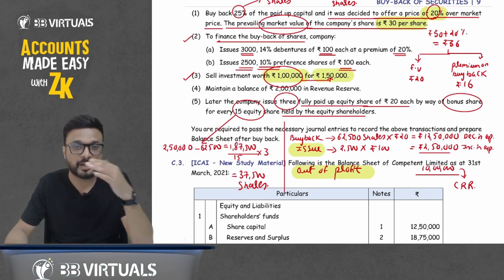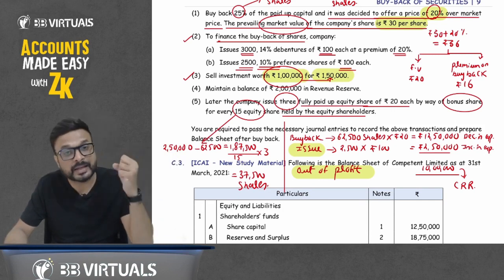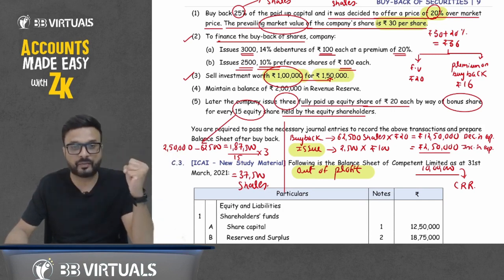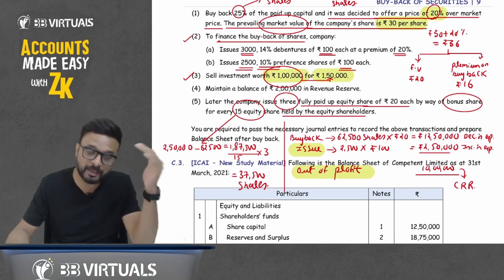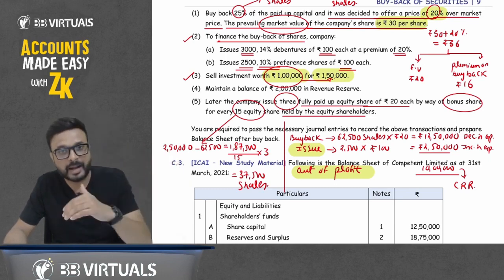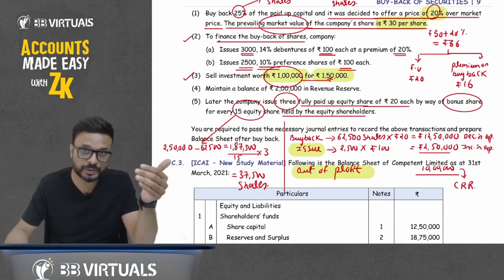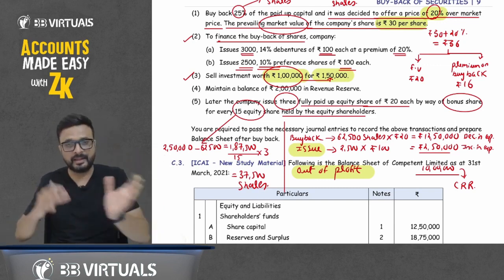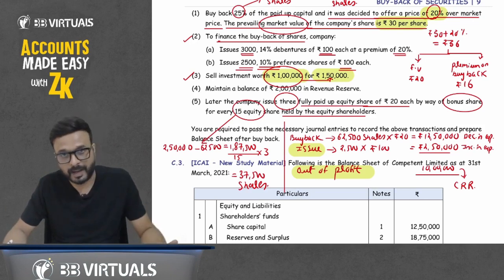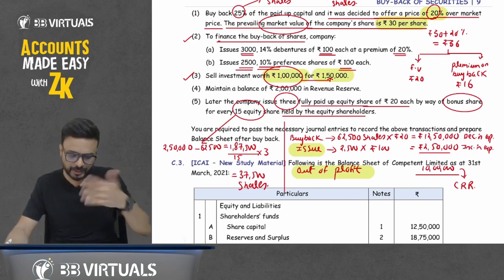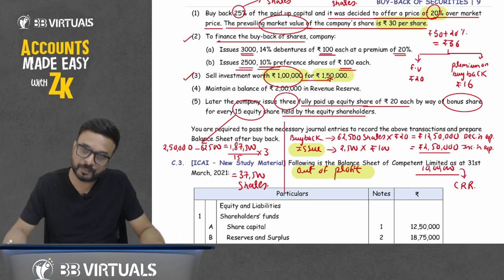and sale of investment? Why are we selling this investment? Why are we issuing debenture? Why are we issuing shares in the market? To arrange the fund that may be required at the time of buyback. So before the buyback, we will pass entry for issue of debenture, issue of shares and sale of investment. And then we'll pass entry for buyback of shares. And then later on, we'll pass entry for issue of bonus shares.